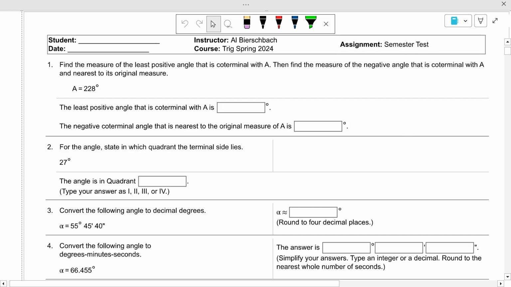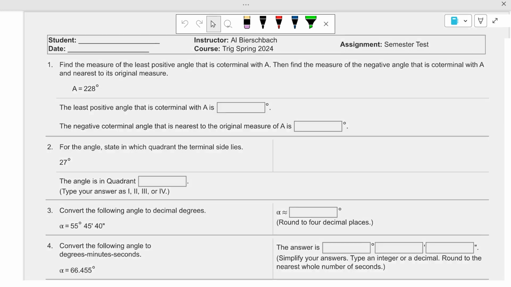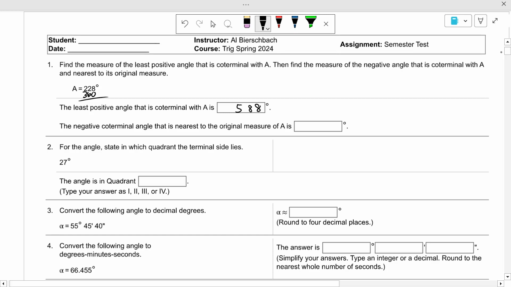Coterminal angles are how far apart? How far apart are coterminal angles? 360 degrees. So if we go 360 degrees more than this, we get 588 degrees, right? Okay, a negative coterminal angle. What's the nearest negative coterminal angle, or the biggest negative coterminal angle? Negative 132.